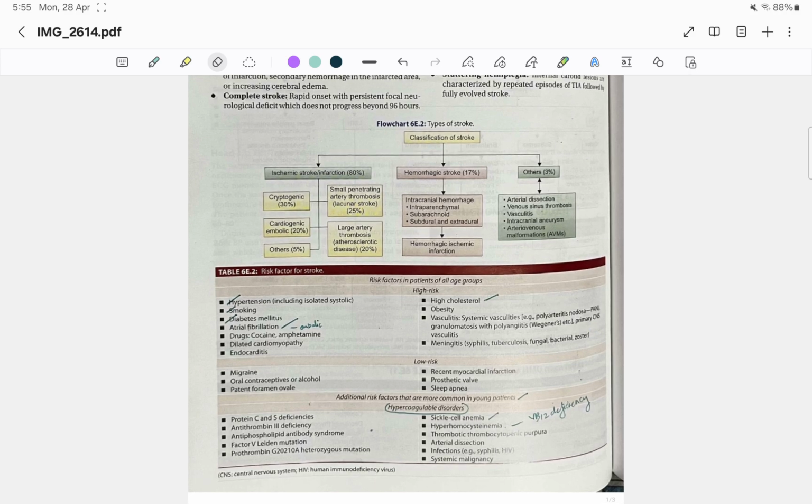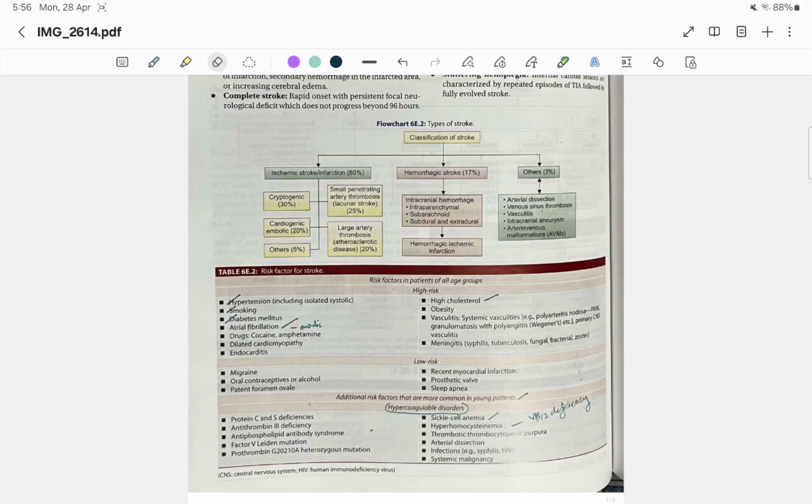Then we have other strokes like venous sinus thrombosis and aortic dissection. These can cause vasculitis, aneurysm, AV malformation. These are other types of stroke. They're less than 3%. They won't ask you much in this. They will simply ask you what is hemorrhagic and what is ischemic.